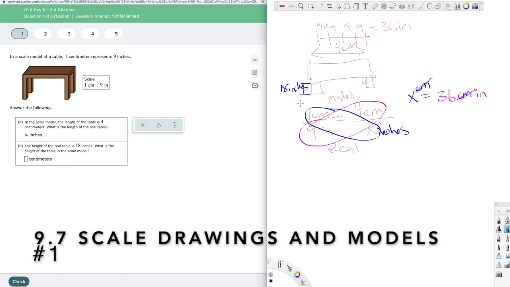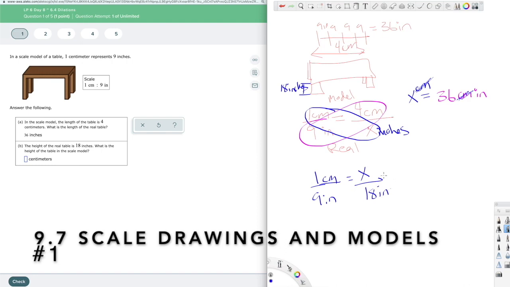So I need to bring this back down to the model. It wants to know how big is the model. So let's use the scale factor again. We have 1 centimeter to 9 inches. That part doesn't change. That's going to be the scale throughout this whole problem. But now I don't know what the centimeters are. I do know what the inches are. It's 18 inches, like this.